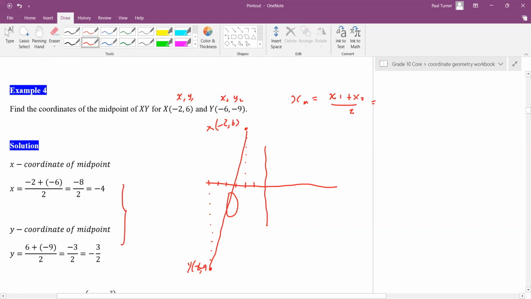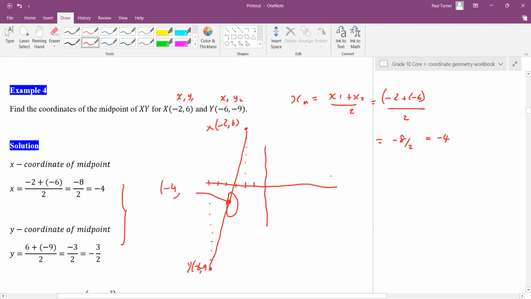So then we add the x values, which is -2 plus -6, and then divide by 2. You'll get -8 on 2, which is -4. So the x coordinate is -4.